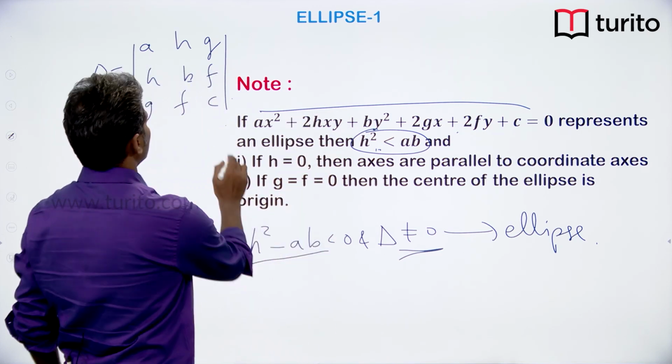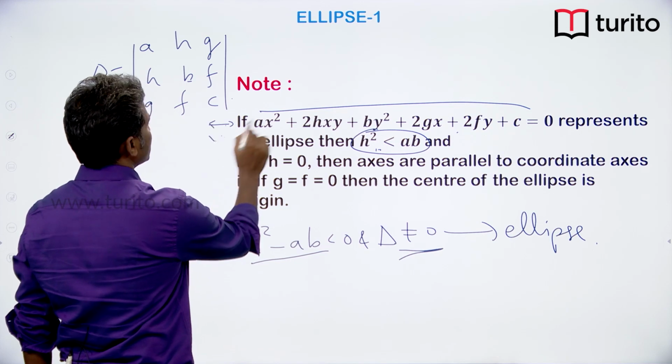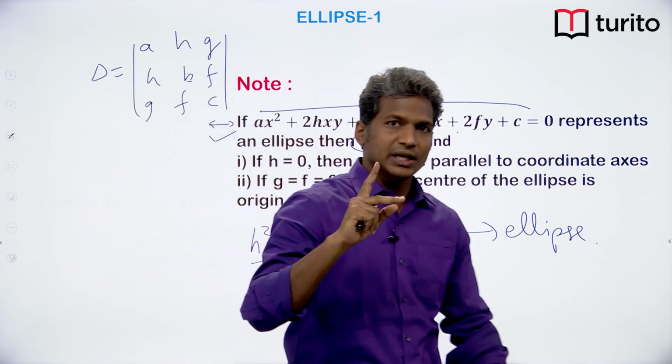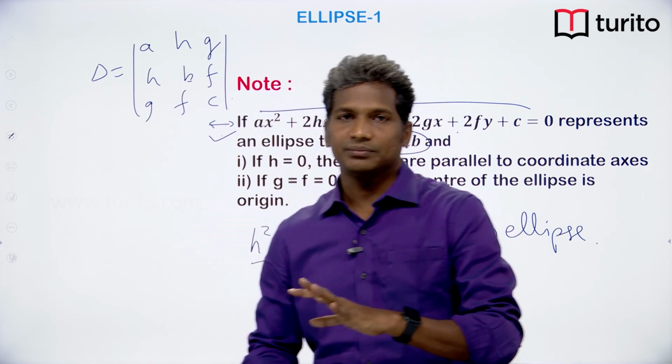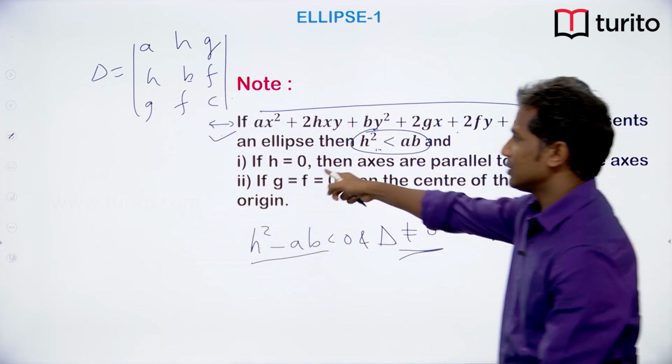So this is a two-way statement. You have to understand the two-way statement, especially in maths. Sometimes A implies B does not mean B implies A. Now coming to the special cases.